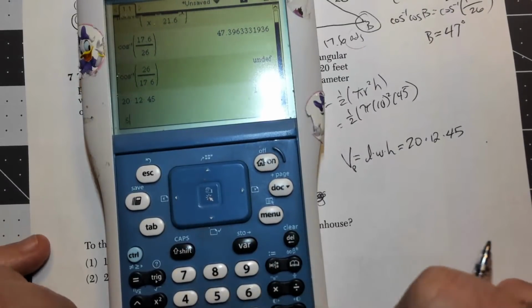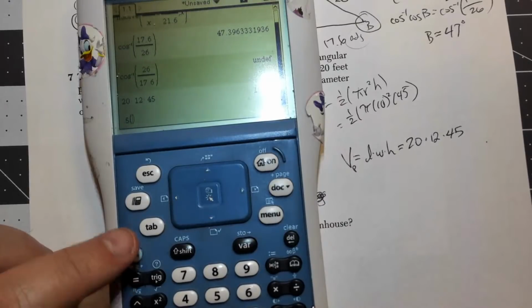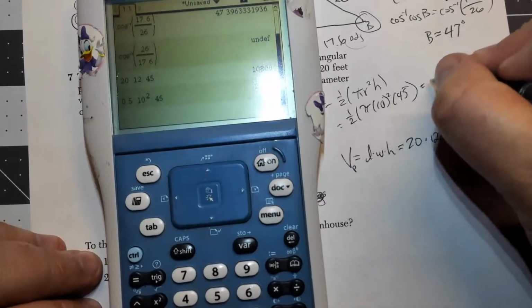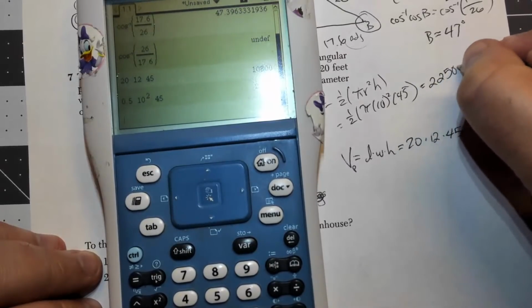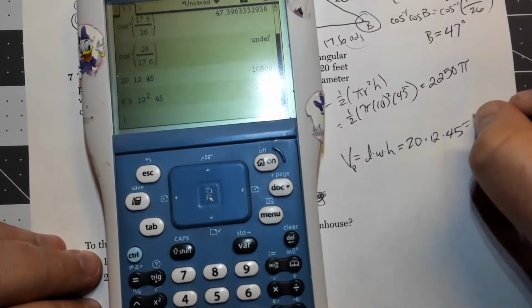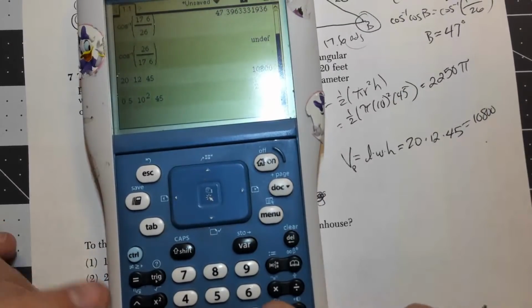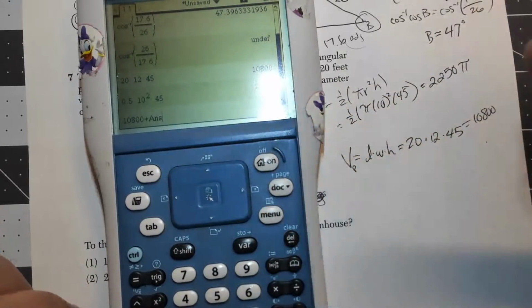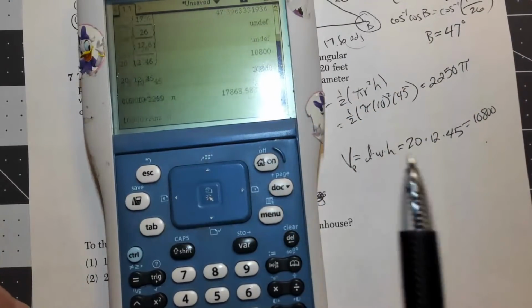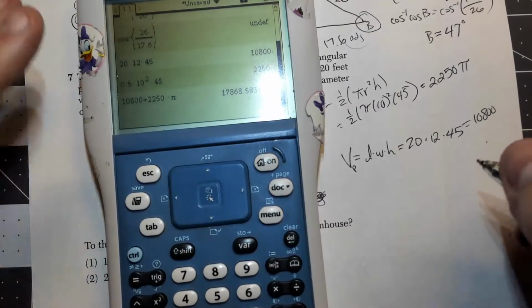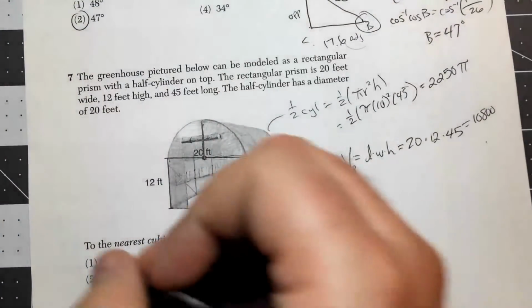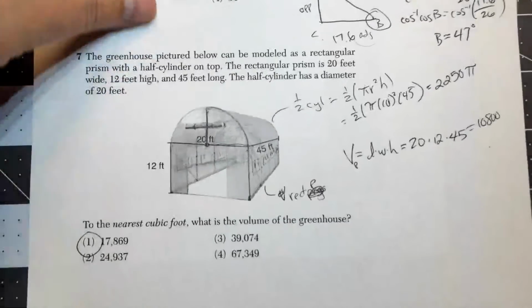And then when we do 1/2 times pi times 10 squared times 45, I'm going to do it without pi for right now, just so we can see both. This becomes 2,250 pi. This becomes 10,800, and then we're basically going to add those together. So I can grab that number, plus, and here I can do control answer to grab that answer, times pi, and there's my final answer. So 17,868, since the number is a 5, we're going to round up to 9. And there's our answer for that question.